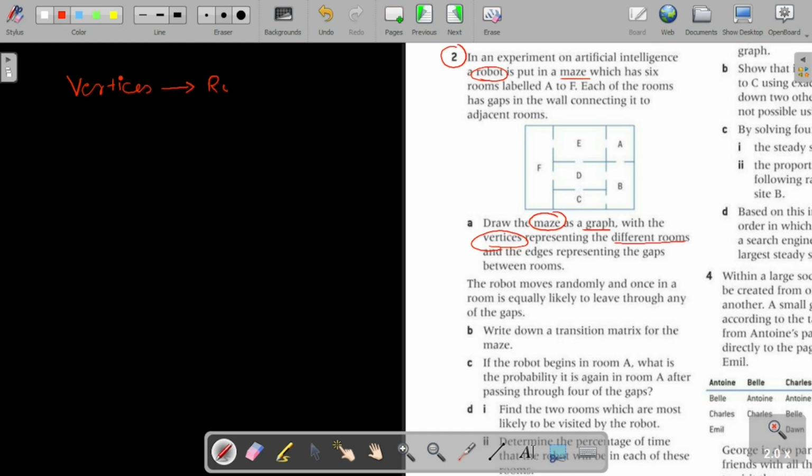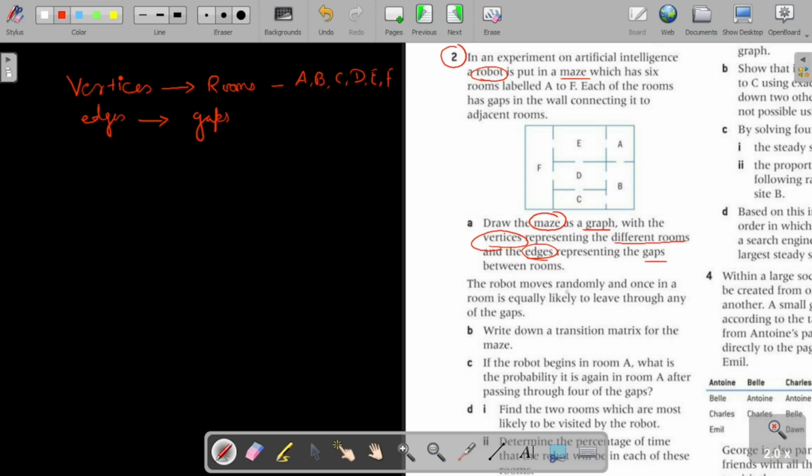And how many rooms do we have? We have a total of 6 rooms: A, B, C, D, E and F, right? And edges represent the gaps between the rooms. So an edge represents the gap, or you can say gate, basically, which connects one room to another room. So let us see the next part.